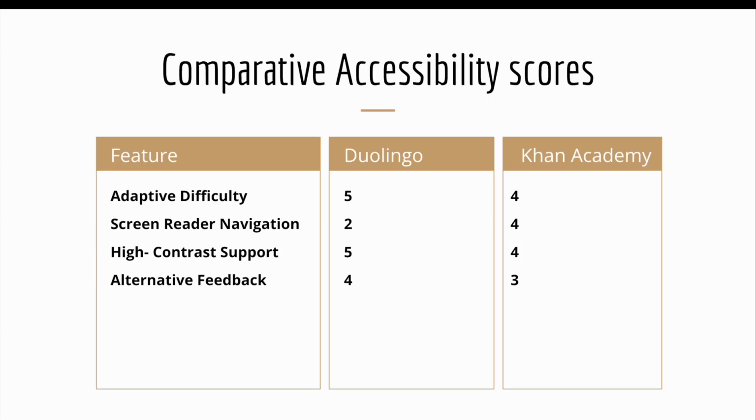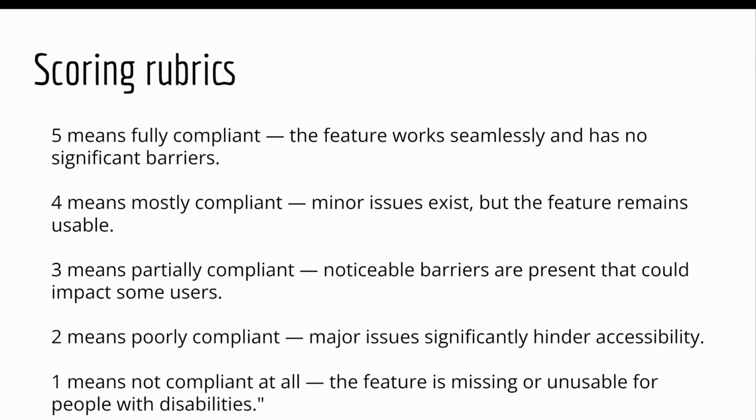This chart summarizes the accessibility performance of both platforms. You can see Duolingo scored higher in adaptive difficulty and visual clarity, but lower in screen reader navigation. Khan Academy scored better in screen reader compatibility but had challenges with cognitive overload due to dense interfaces. Both platforms have room for improvement, but their strengths differ. And this is the scoring rubric.